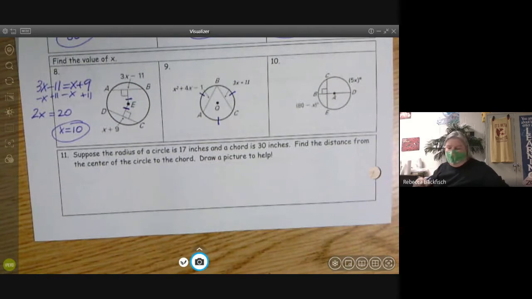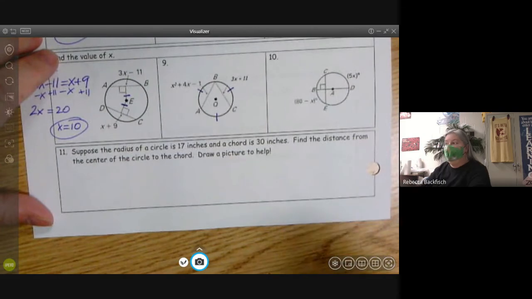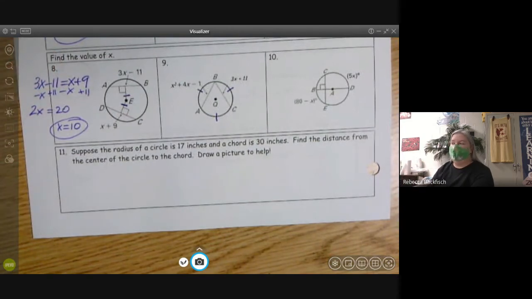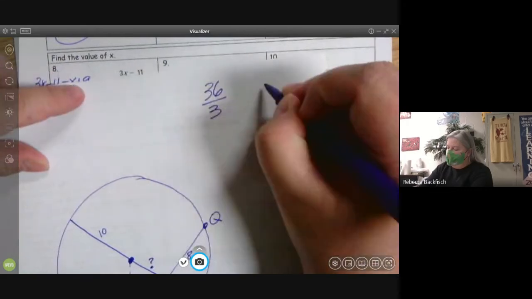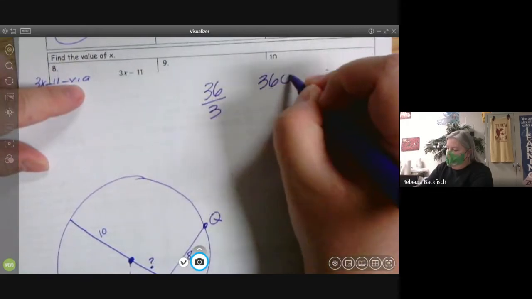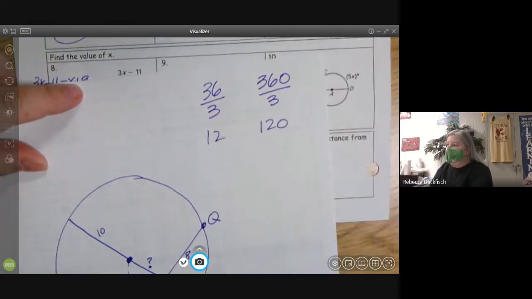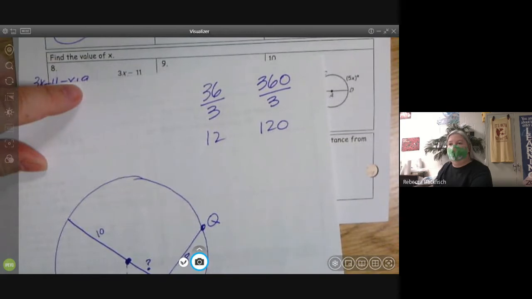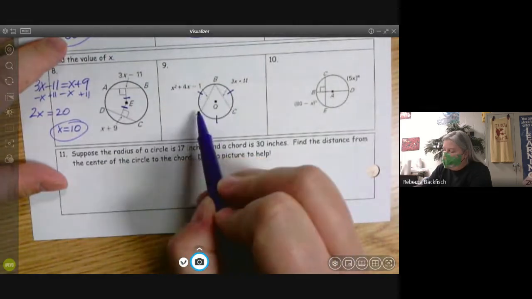360 divided by 3 is what? That'd be 4. 360 divided by 4 is 90. What's 360 divided by 3? Easy way to do it is 36 divided by 3. Yeah, 36 divided by 3 is the same as 360 divided by 3 with an extra 0. It's 12 or 120 in this case. 120 degrees. So each of these arcs is 120 degrees.